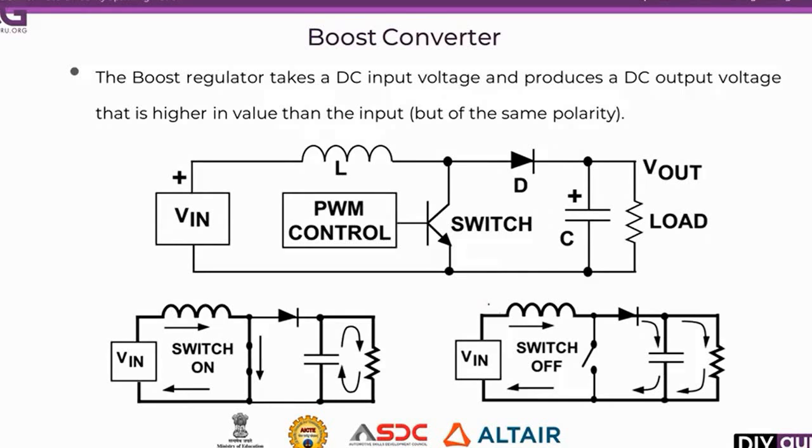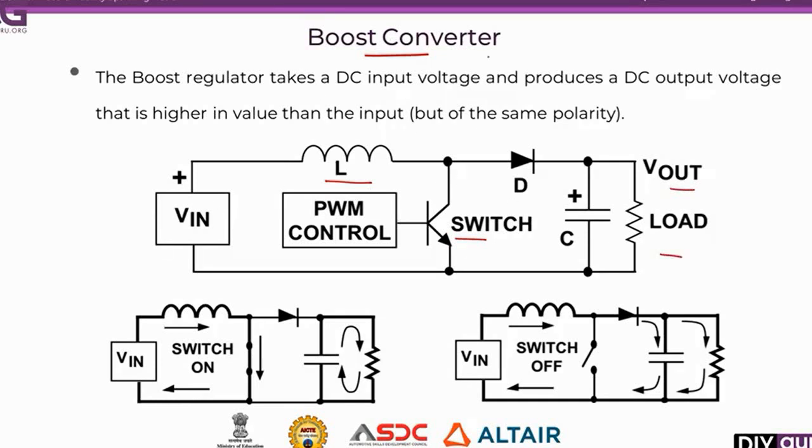Next we will see about the boost converter. Coming to the boost converter, similar to the buck converter, we have an inductor and the switch is placed in this fashion, that is vertical. We have a diode and a capacitor. Voltage across the capacitor will be the voltage across the load.